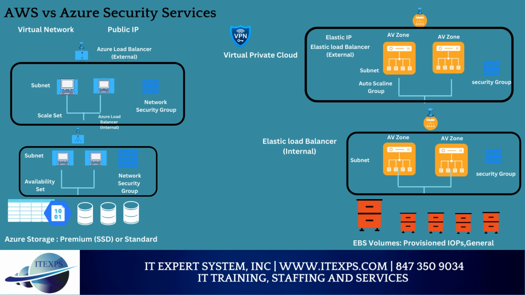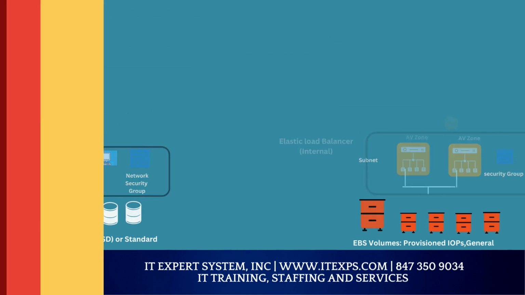Azure has a virtual network cloud, whereas AWS has a virtual private cloud. Azure has 140 availability zones, whereas AWS has 61 availability zones.